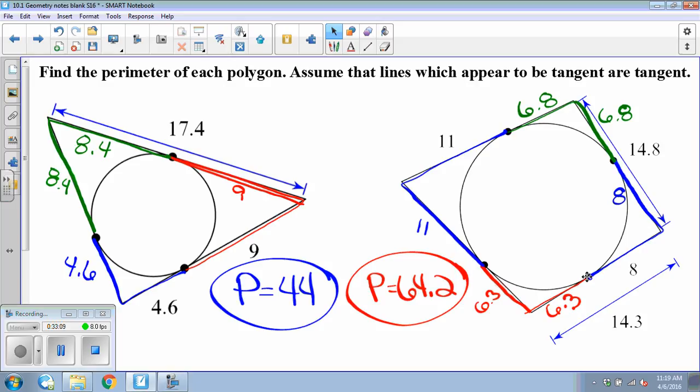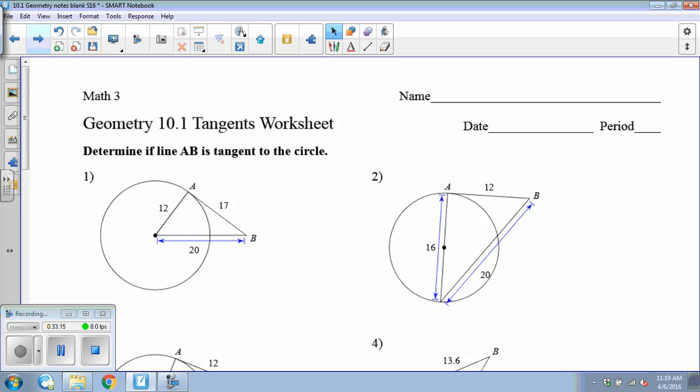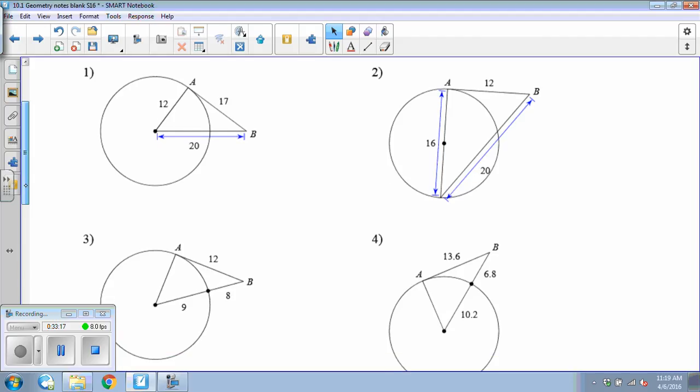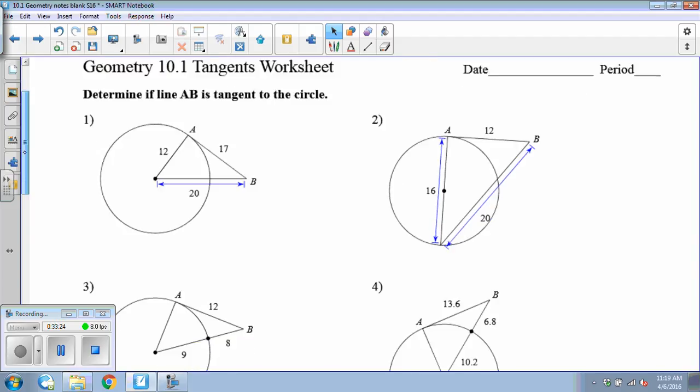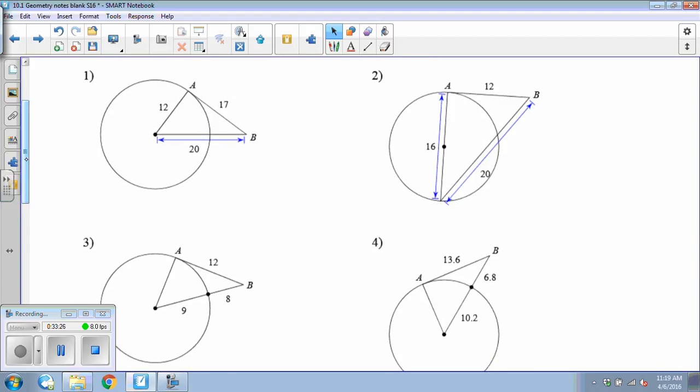Any questions on the first part of your worksheet? It's easy. Here's what your worksheet looks like. The first section says, determine whether AB is tangent to the circle. So you have to prove Pythagorean theorem for those. If AB is tangent, then your right angle will be here. So you check to see if 12 squared plus 17 squared equals 20 squared.